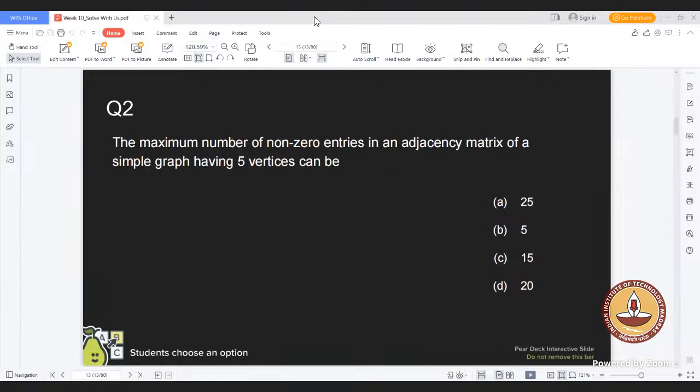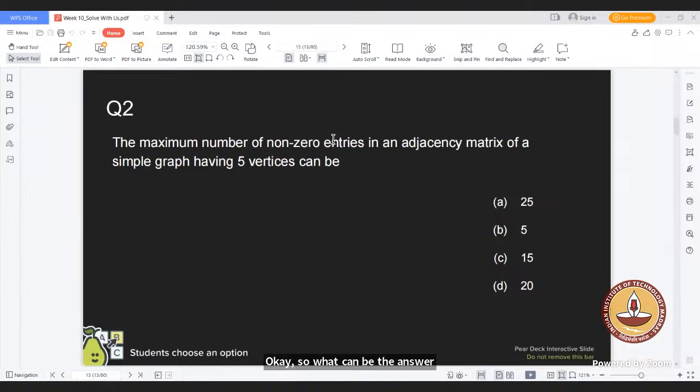Sir, can we proceed with the question? Can we discuss the answer now? Okay. So they're asking the maximum number of non-zero entries in the adjacency matrix of a simple graph having 5 vertices. So what can be the answer?